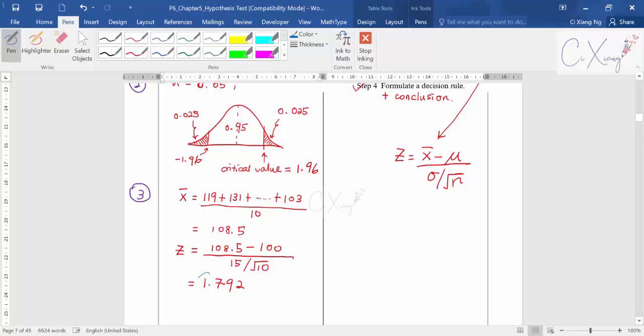I want to put the value Z, 1.792, into my graph here. Okay, so you can see that this critical value is 1.96, right? Okay, so 1.792 should be before 1.96.